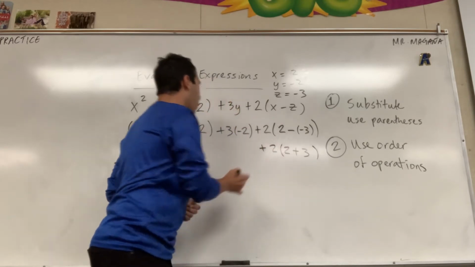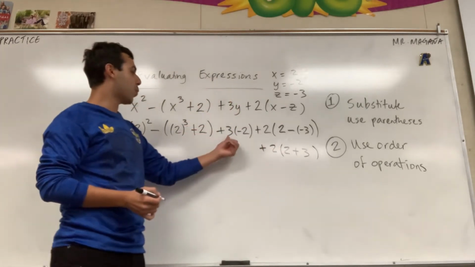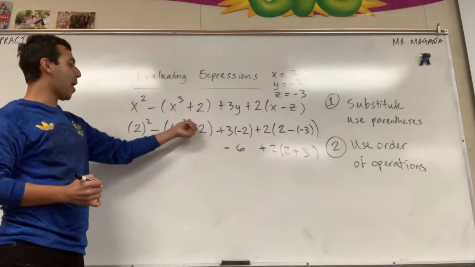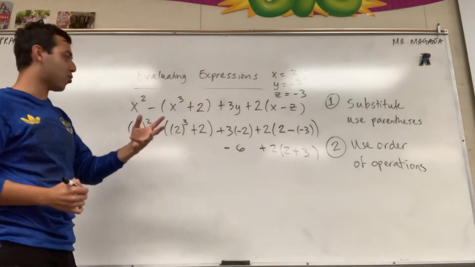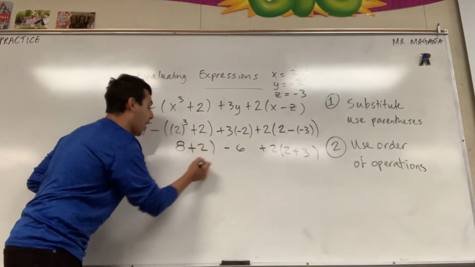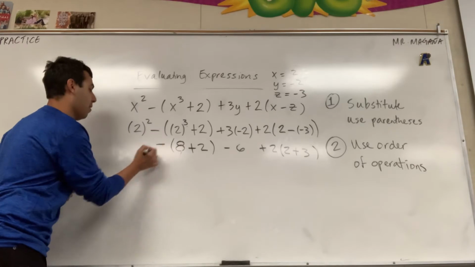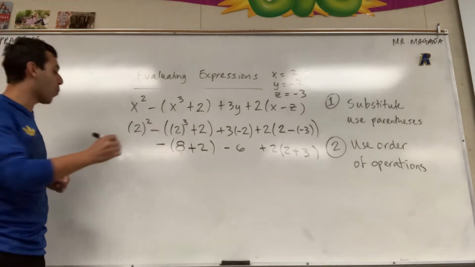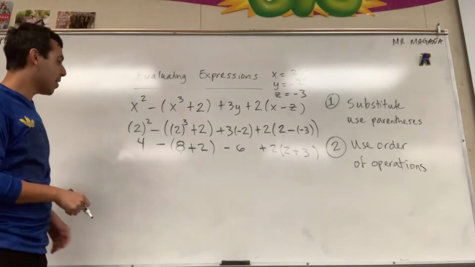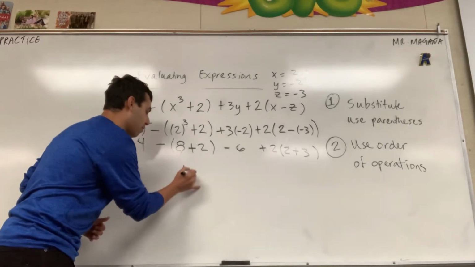I'm taking care of the parentheses first. 3 times -2. 2 to the third power is 2 times 2 times 2, which is 8. Add 2 to that. 2 to the second power is 4. And I'm only halfway done. 8 plus 2 is 10.